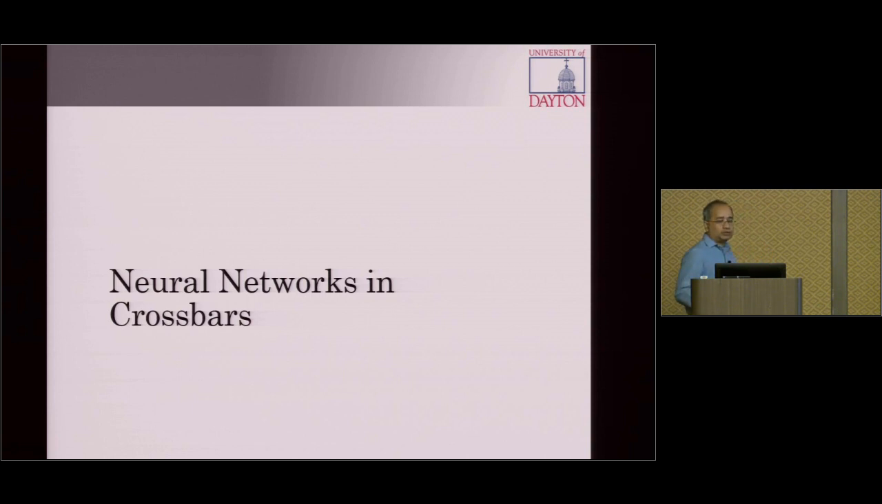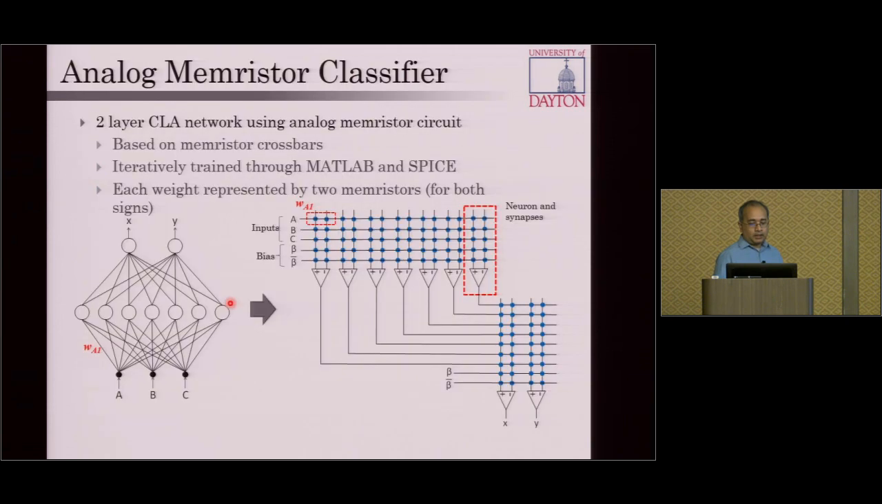So next thing I want to talk about is the implementation of neural networks using the memristor devices. Here you have a memristor neural network with two layers, seven neurons in the first layer and two neurons in the second layer. And this is the memristor crossbar implementation that we have developed.